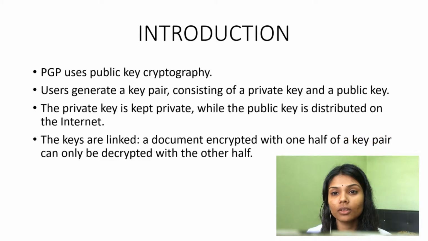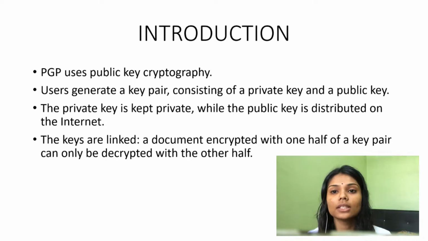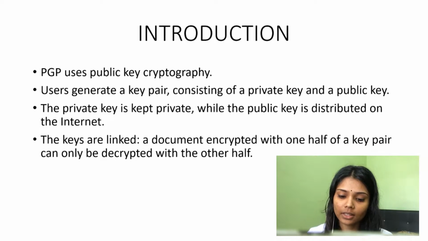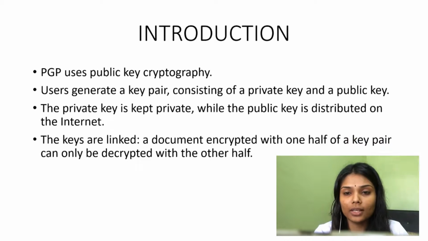PGP uses two different types of keys, which are public and private. The public key, as its name suggests, can be shared with anyone and it remains public. Then the private key, as its name suggests, stays private or secret. Next, PGP creates keys in pairs, one private and one public.